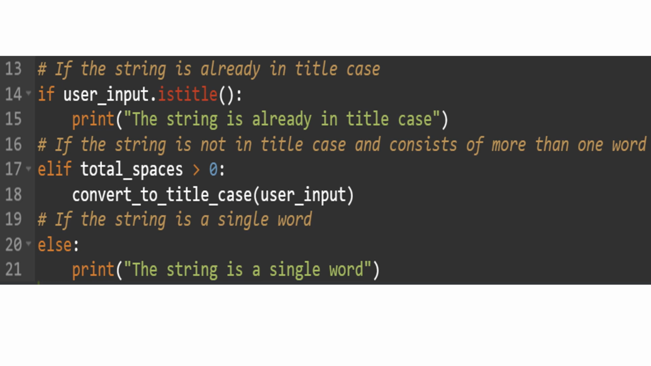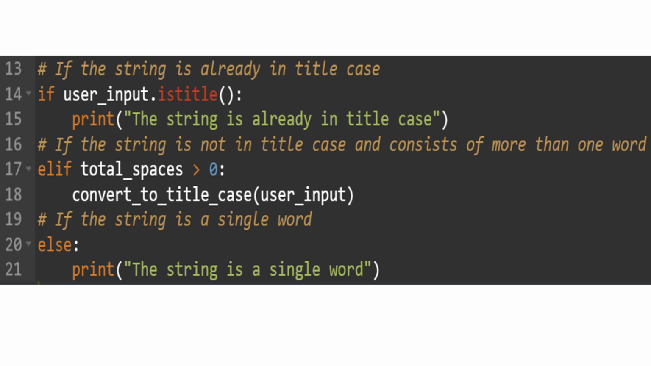In line 17, elif total_spaces is greater than 0. This line is an else if, elif, condition. It checks if the input string is not in title case and contains more than one word, which is determined by the total_spaces count. In line 18, convert_to_title_case of user_input. If the condition is met, it calls the convert_to_title_case function to convert the input to title case and prints the result.